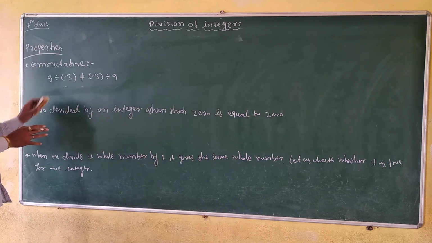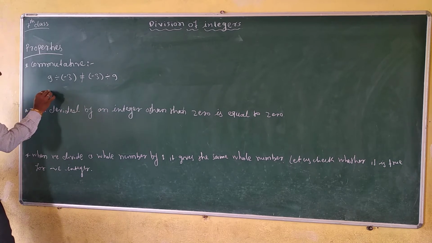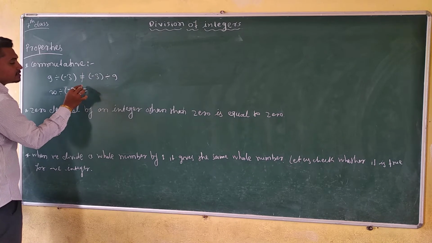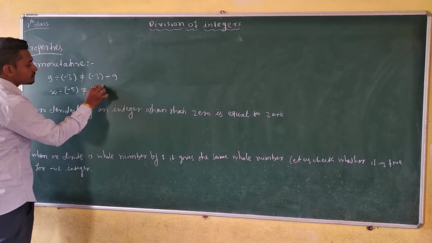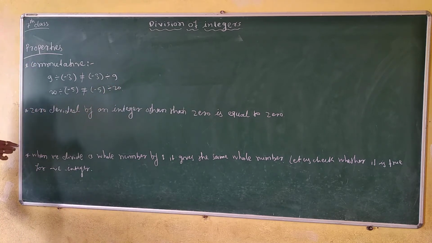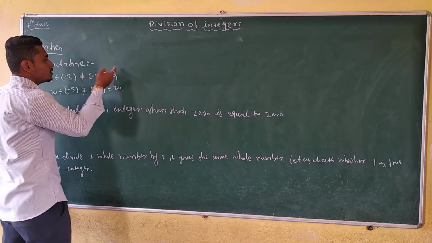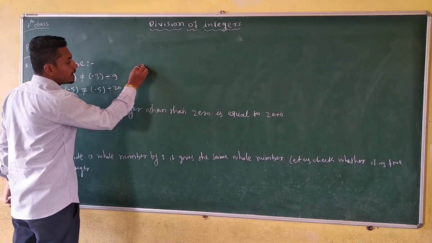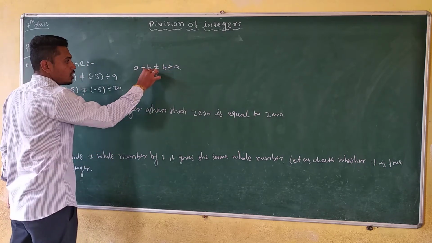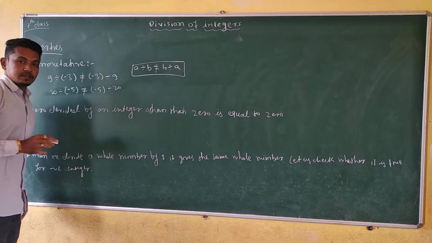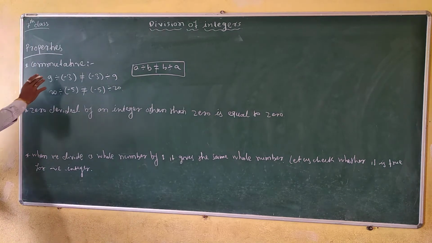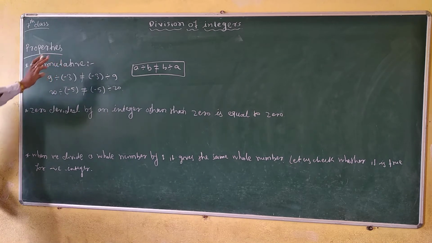Next, take another example. 20 divided by minus 5 is also not equal to minus 5 divided by 20. See here, the commutative property for division would be A divided by B equals B divided by A. It is not equal to each other. So do you understand? Division does not have the commutative property for integers.